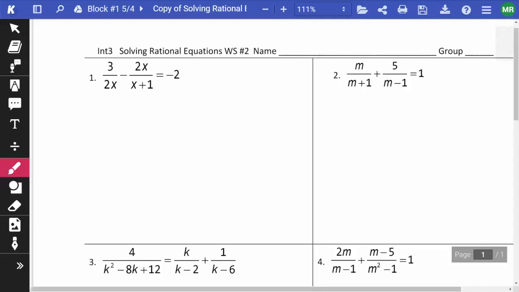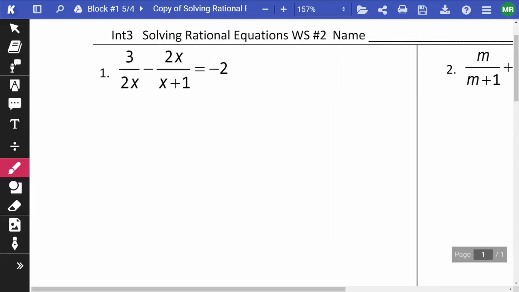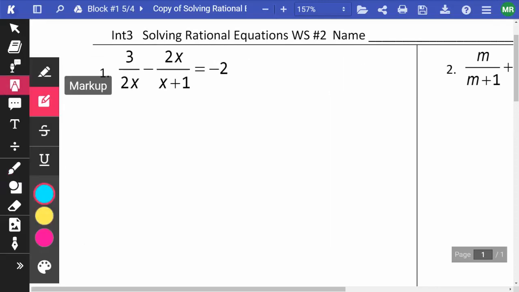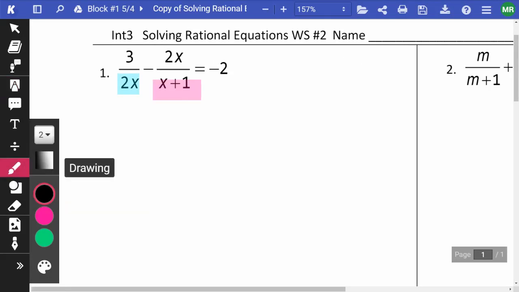So this video is on the homework from block number 2, Wednesday, that is dealing with rational equations. On a problem like this, what you want to do is get rid of all of our denominators. So we want to get rid of the 2x, and we want to get rid of the x plus 1. You kind of want to think about, well, what would the common denominator be for this? The common denominator would be a 2x and an x plus 1. That's what we're going to times everything by, okay?